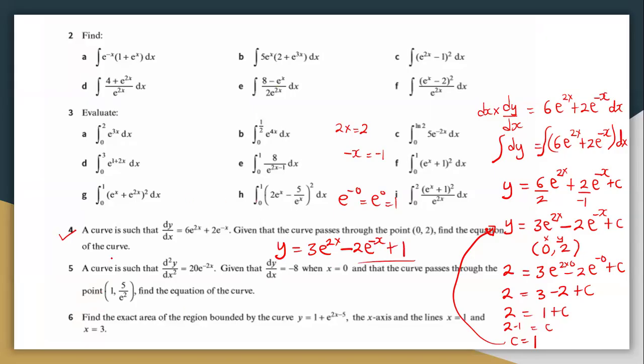So try out the rest of the numbers to test whether you have understood the concept of how we integrate exponential functions.